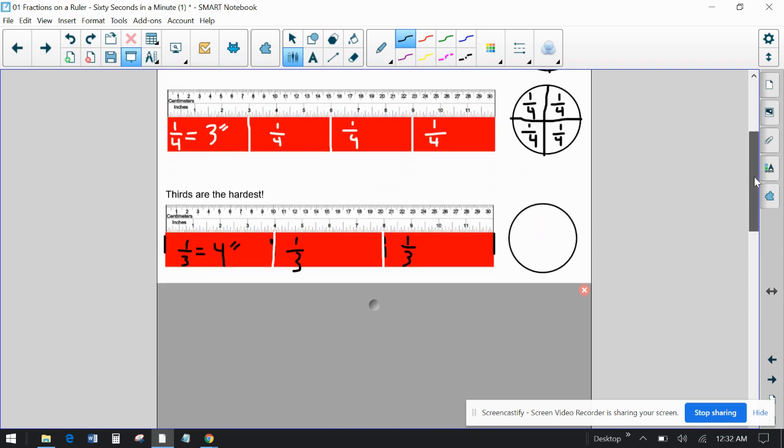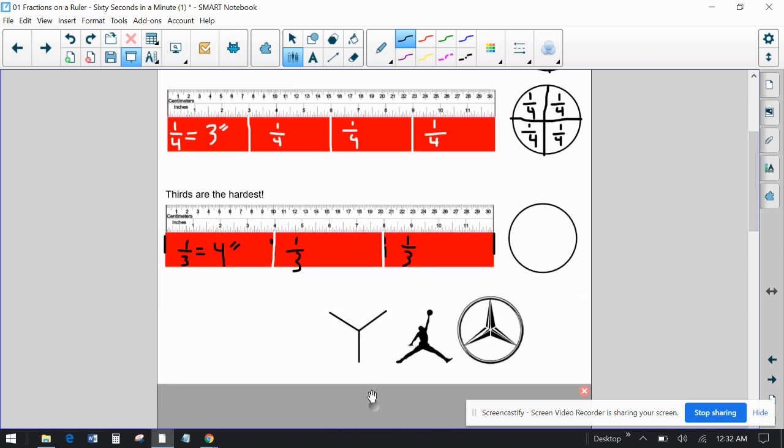Now, even partitioning a circle into thirds is kind of tricky. I always thought, okay, well, let's do a Y. But the problem with thinking about a Y is a lot of times kids will make the mistake of making the Y where the arms are close together, like a typical Y.